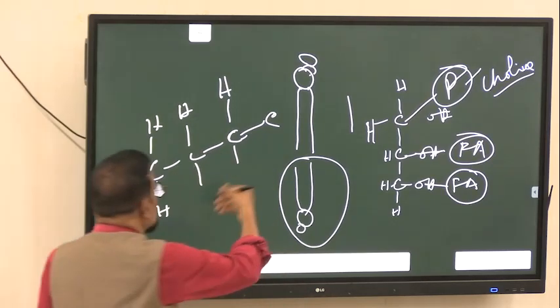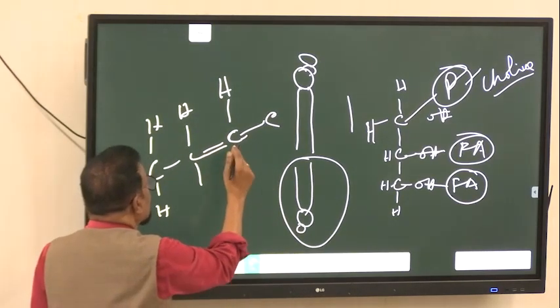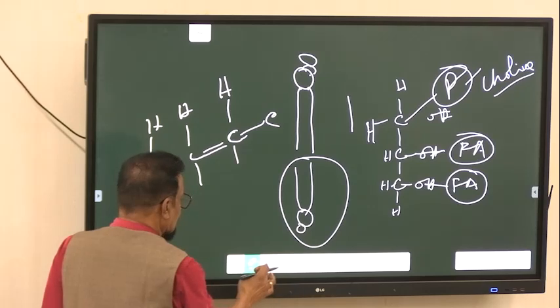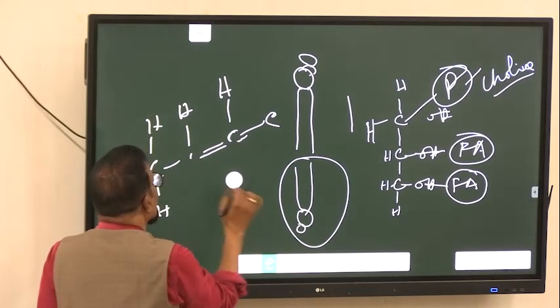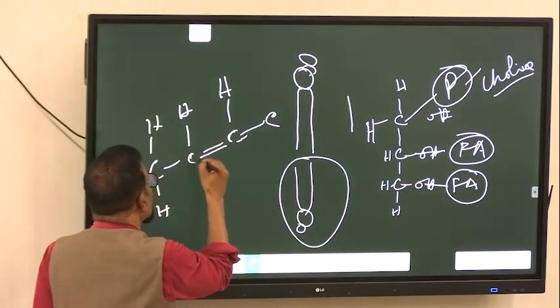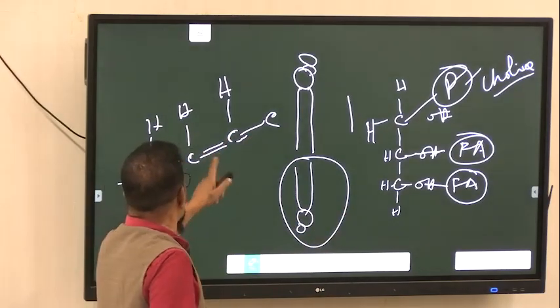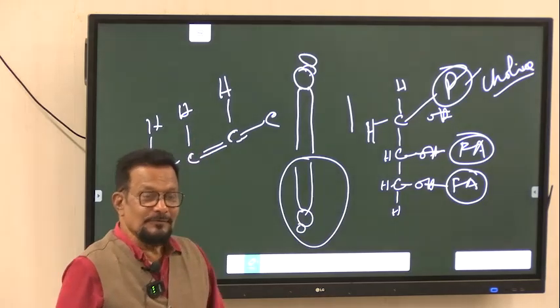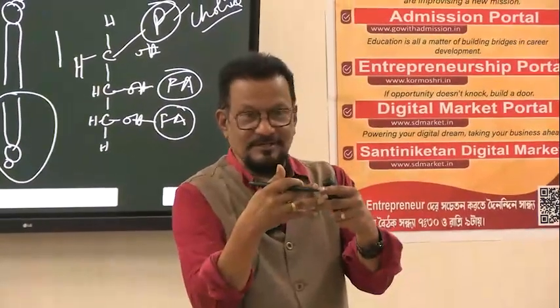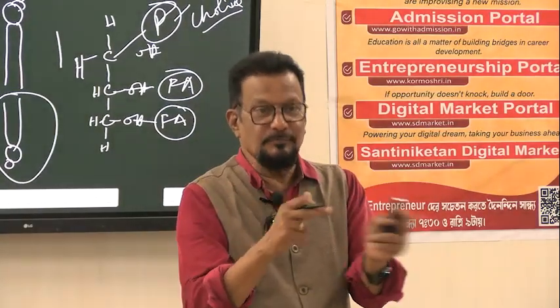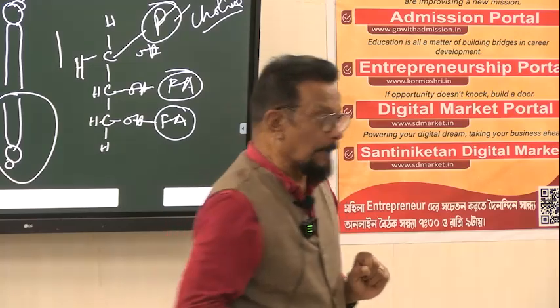What will happen? No hydrogen is there, so they will now have four valencies. 1, 2, 3, 4. 1, 2, 3, 4. Now in this way, unsaturation is made. There is a double bond between the carbons. When such a double bond is within the fatty acid chain, then we call it unsaturated fatty acids. It has got importance.